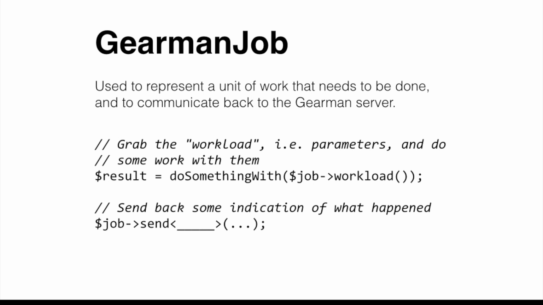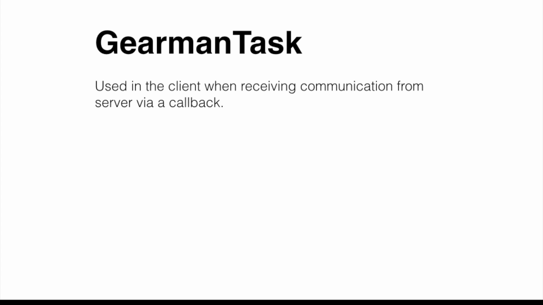It could send a complete message to say, hey, I'm done, here's what happened. It could send data intermittently, like if it's something that's going to be communicating back to the client multiple times. It can send a failure, or it can send back an exception. There are a few options, and that's in the PHP manual under the Gearman job for all the different options that you have. There's a Gearman task. The Gearman task is used to receive communication back from the server in a callback.